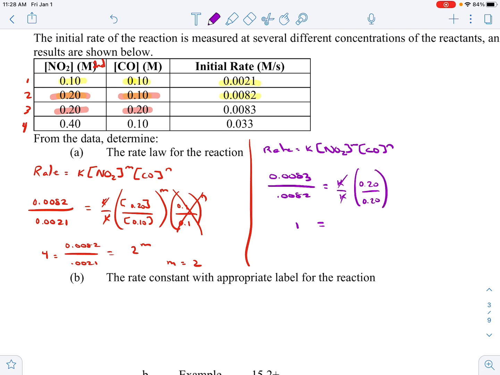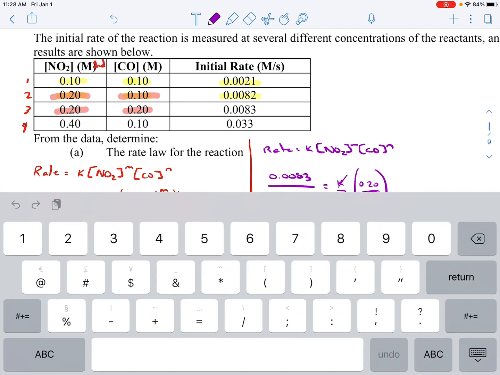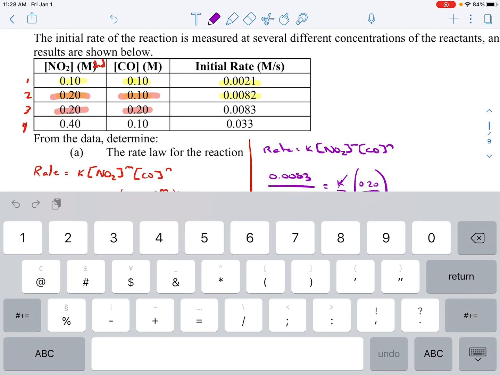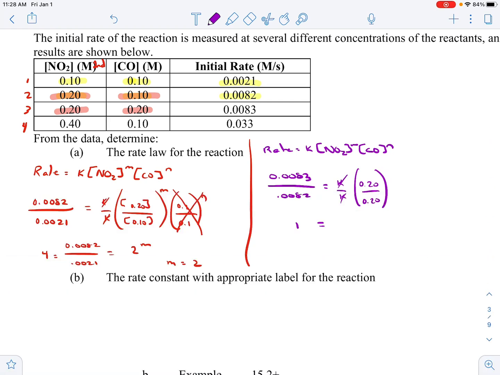And even if it's raised to the second power, which it is in this case, it's still 1 to the second power, which really doesn't make a difference to us. Okay, and then we have 0.20 over 0.10 raised to the N. So this is going to cancel out as well. And so we have 2 to the N equal to 1. Well, N in this case is 0.